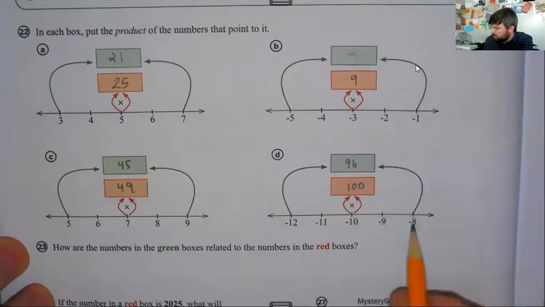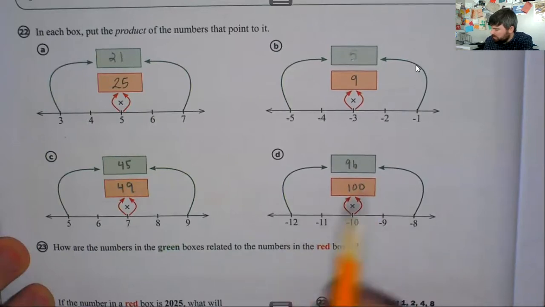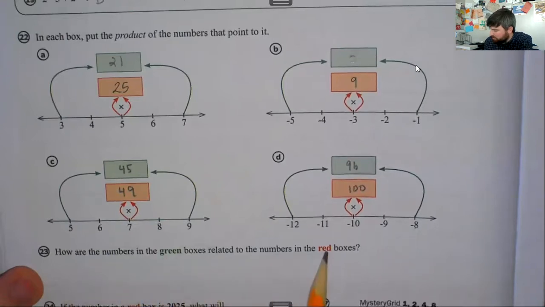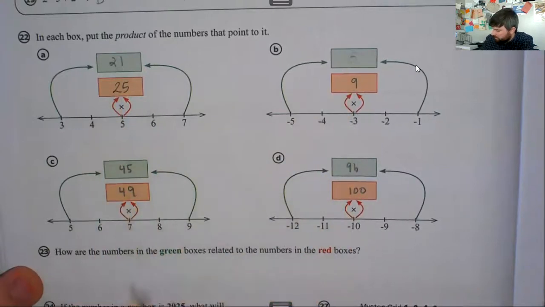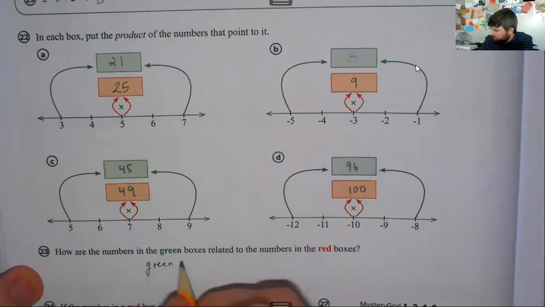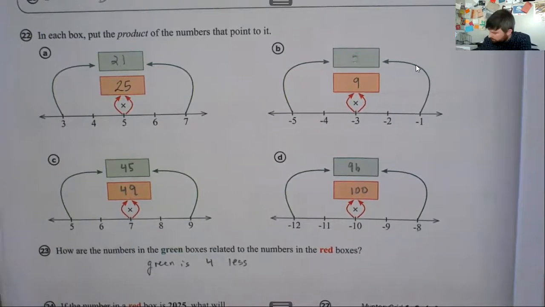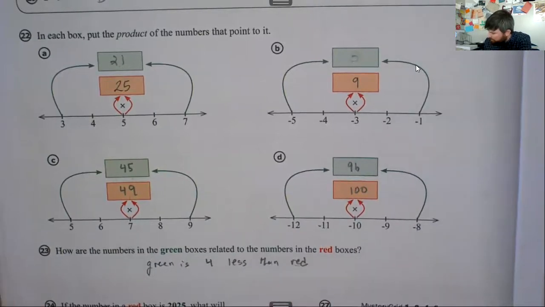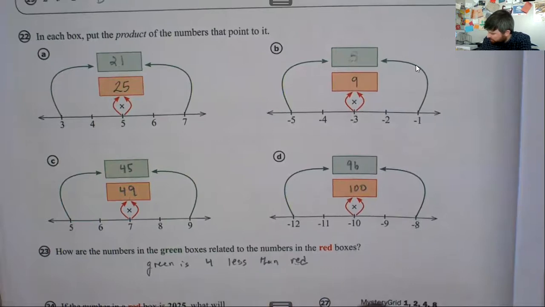Okay. 8 times 2 is 16. Here's your 6. Carry the 1. 8 times 1 is 8, plus the 1, 9. How are the numbers in the green boxes related to the numbers in the red boxes? So red to green. Okay, if you notice here, green is 4 less than red. If the number in the red box is 2025, what will the number in the green box be above it? So the green is 4 less, so that'd be 2021.